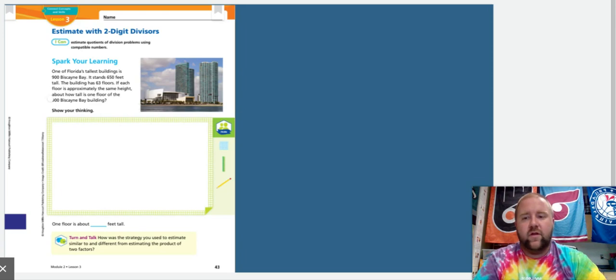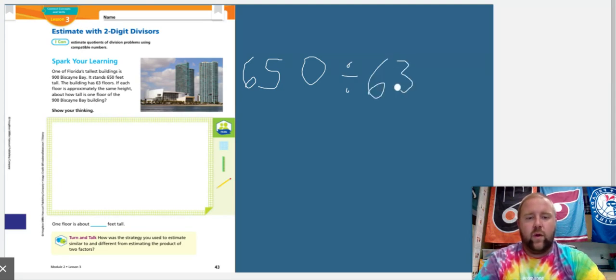So they throw this 900 in here to try and confuse you because that's a number, right? But that's just the name of the building, so we're not worried about that. We have a problem that looks like 650 divided by 63. Now we could sit here and do the long division because we've learned how to do it.